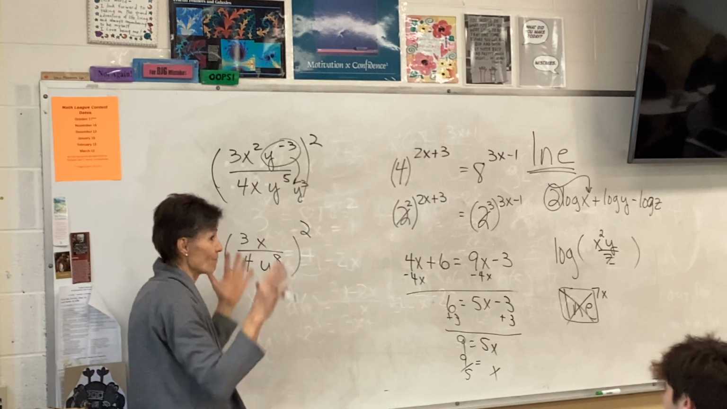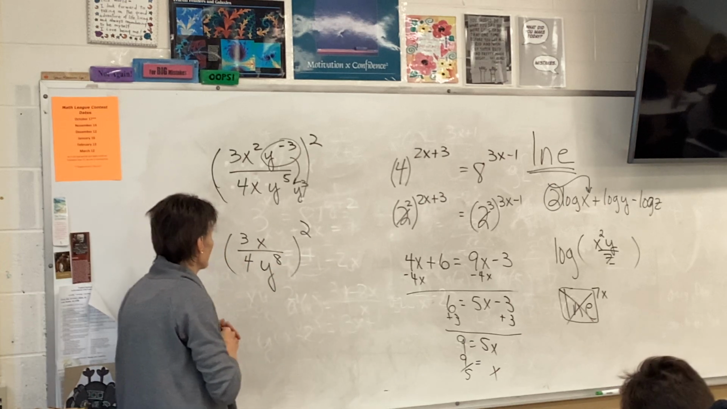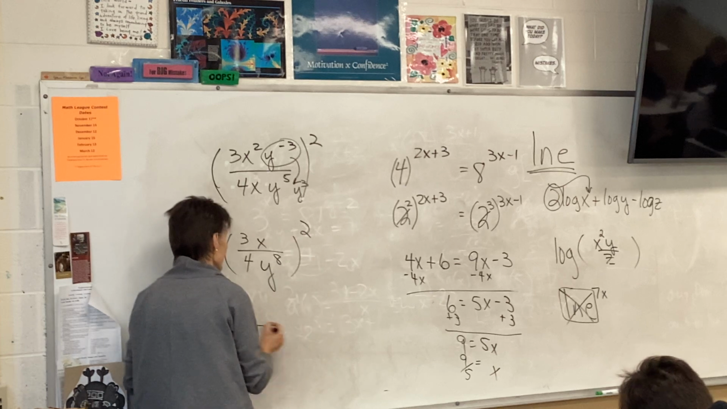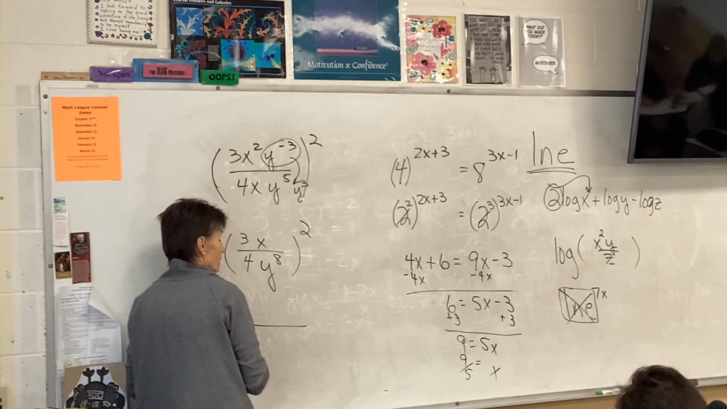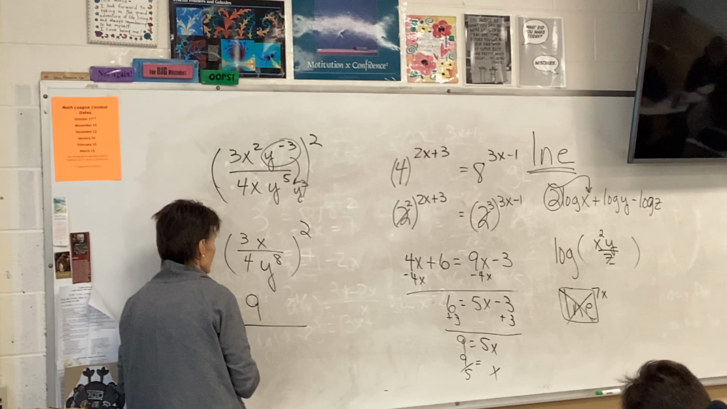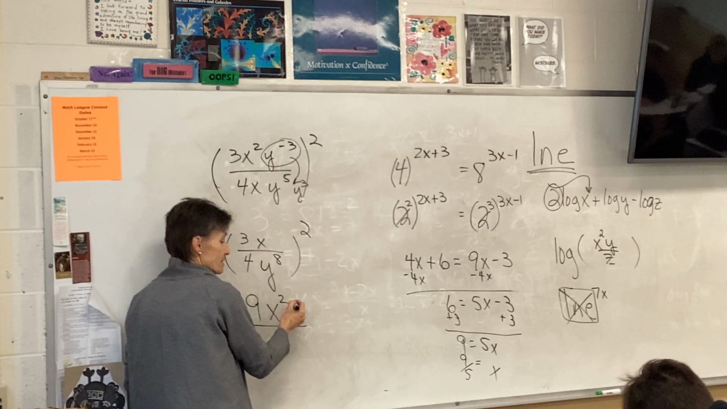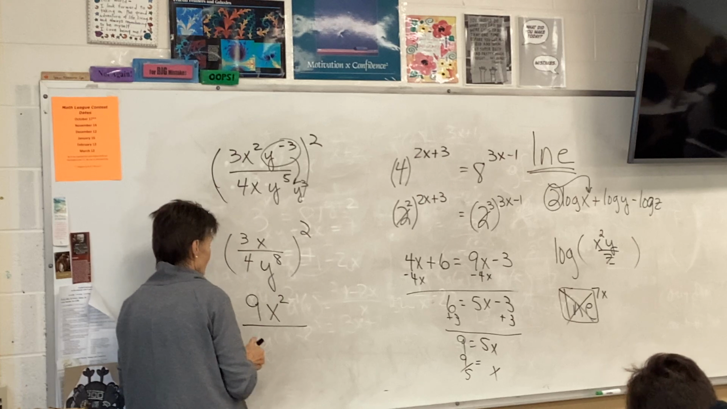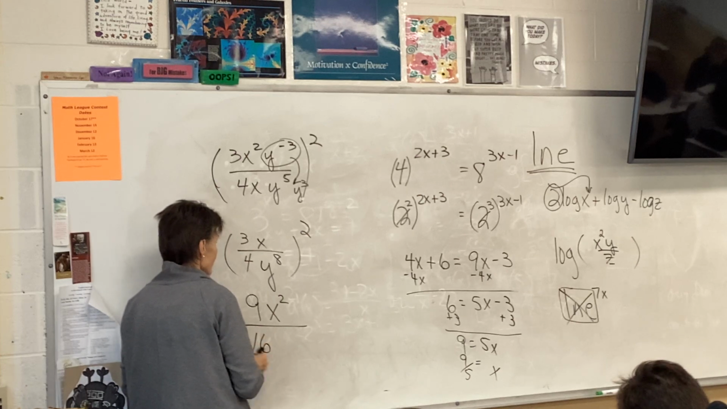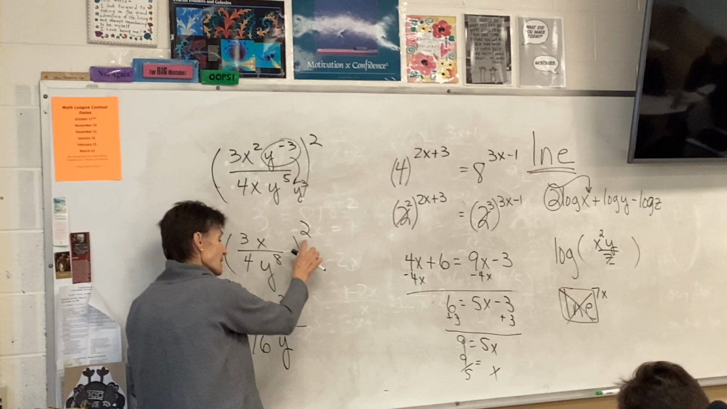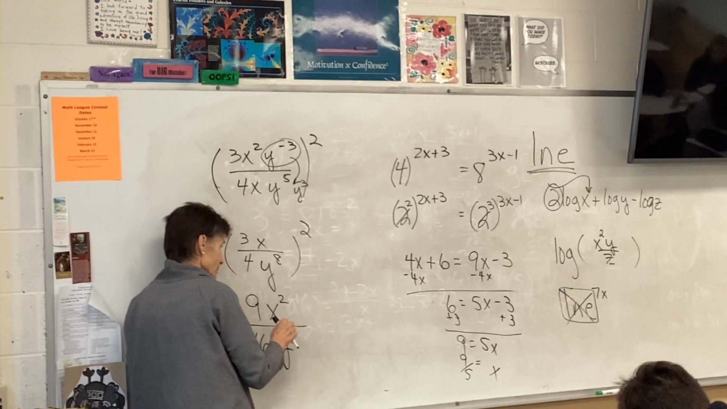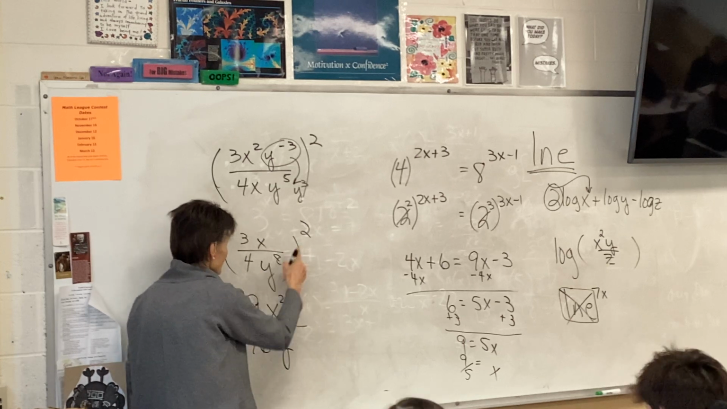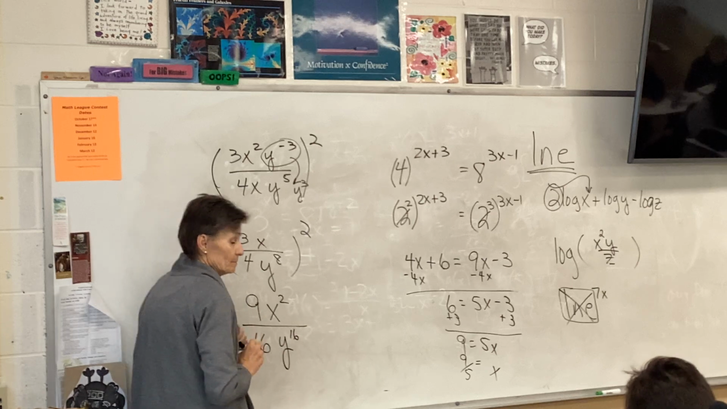Now, I'm going to take everything to the second power. So 3 to the second is 9. X to the second is x to the second. 4 to the second is 16. And then what do I do with these exponents here? Multiply them, so that's y to the 16.